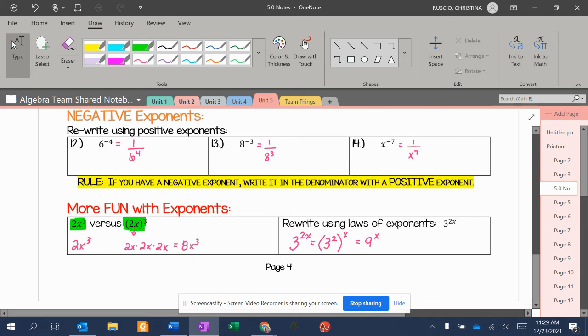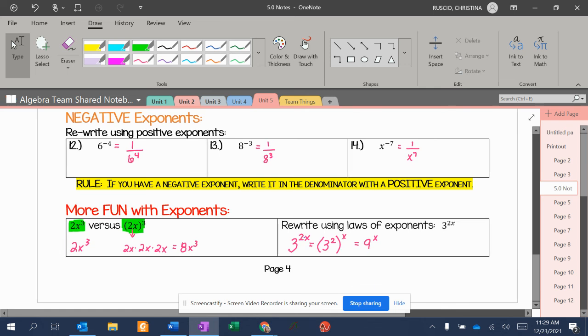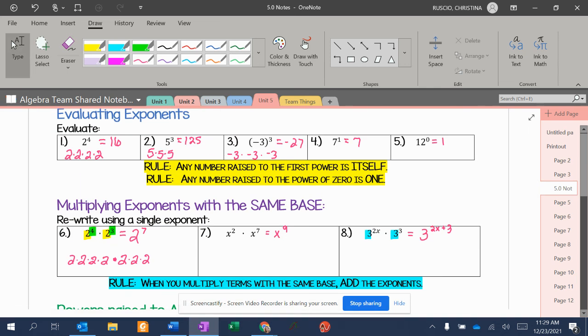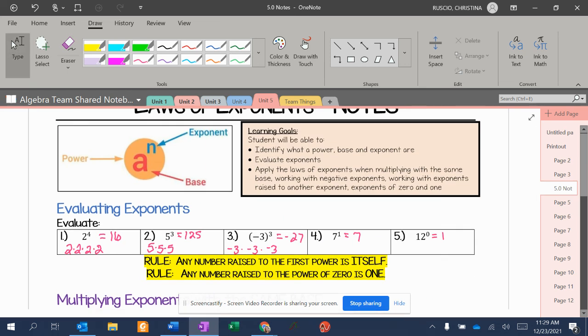So I hope you had fun working with exponents. We are going to use these all over the place this unit, and this was just a really fun introduction just talking about some of the laws.